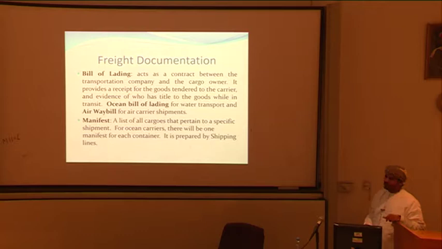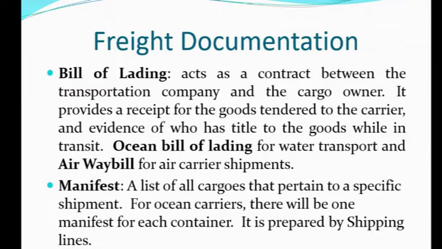We also have the bill of lading. The bill of lading acts as a contract between the transportation company and the cargo owner. It provides a receipt for the goods shipped to the carrier and evidence of who has title to the goods while in transit. Ocean bill of lading is for water transportation, and airway bill is for air carrier shipments. Whoever has the bill of lading has a title on the goods. If the bank has the bill of lading, then they have title over the goods, as if they actually own the goods.